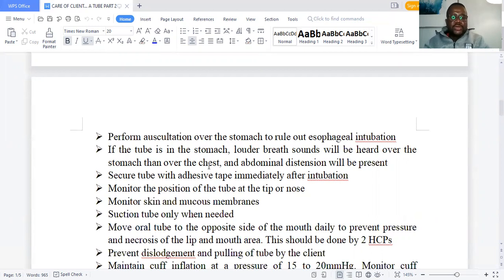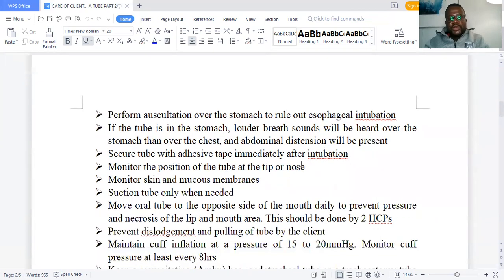So like I say, if the tube is in the stomach, louder breath sounds will be heard over the stomach than over the chest. Yes, abdominal distension will be present. If you have the rise and fall of the abdomen, it means the tube is instead in the esophagus.